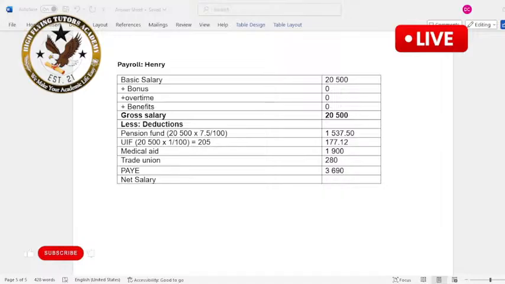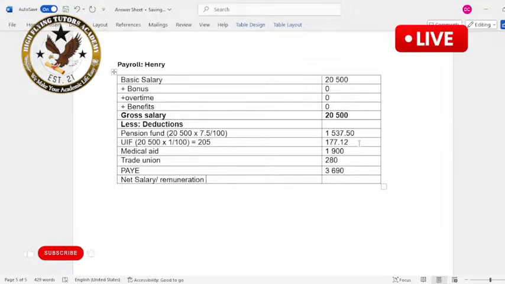So number one, you must calculate gross. You must calculate deductions. Again, tell me how much are deductions. You have to add all these deductions, get them, and put them there, and after that we can calculate our net salary or our net remuneration. So now let's calculate our deductions.